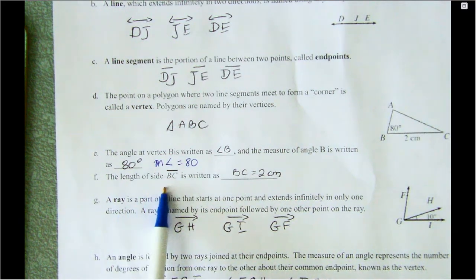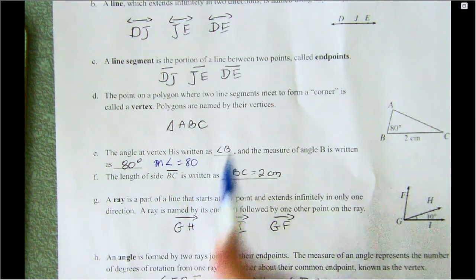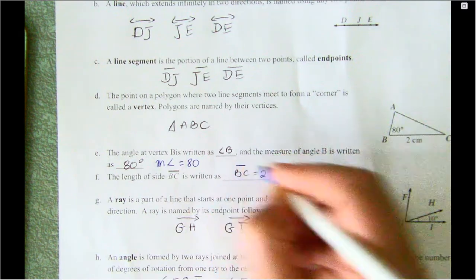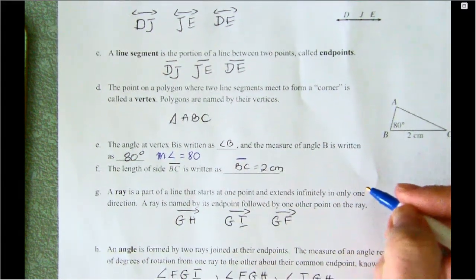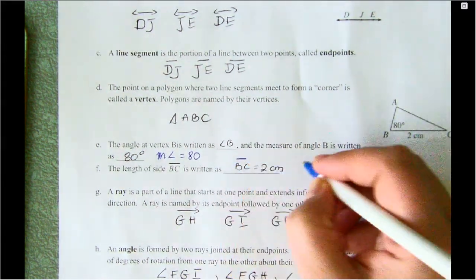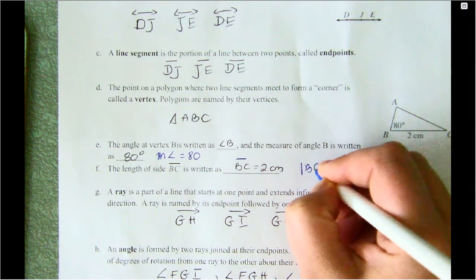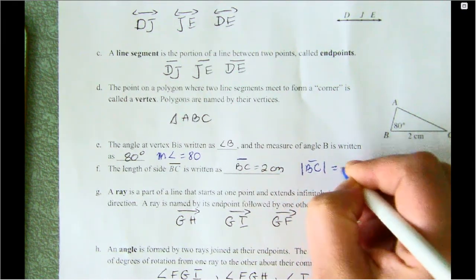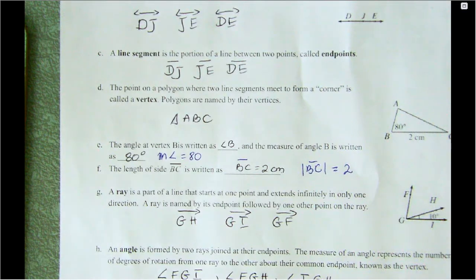The length of side BC is written as BC, has to have a line on the top. Sometimes you're going to see in the book BC without the line. That means a length also.